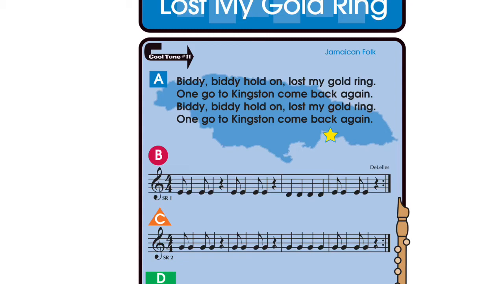It is the same rhythm though. It's still do day day do, do day day do, do do do do, do day day do. Starting on your C, let's try it. 1, 2, here we go. Repeat.